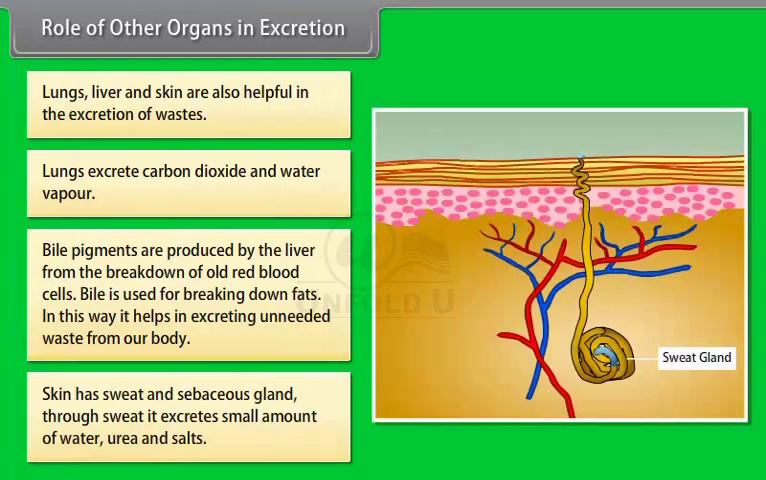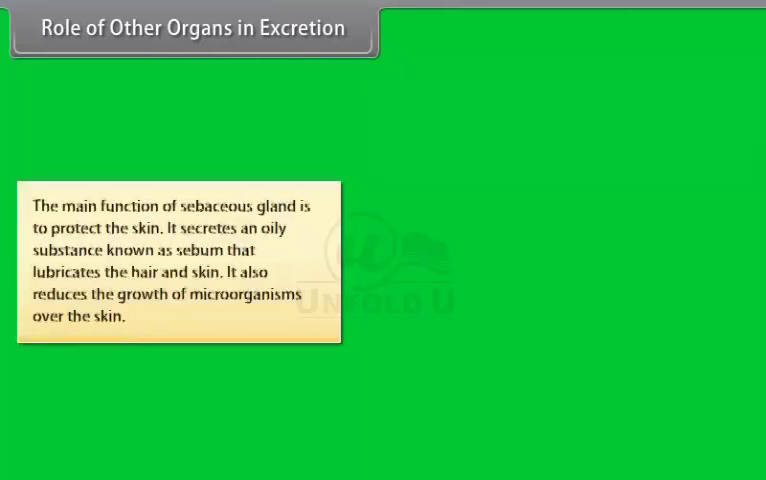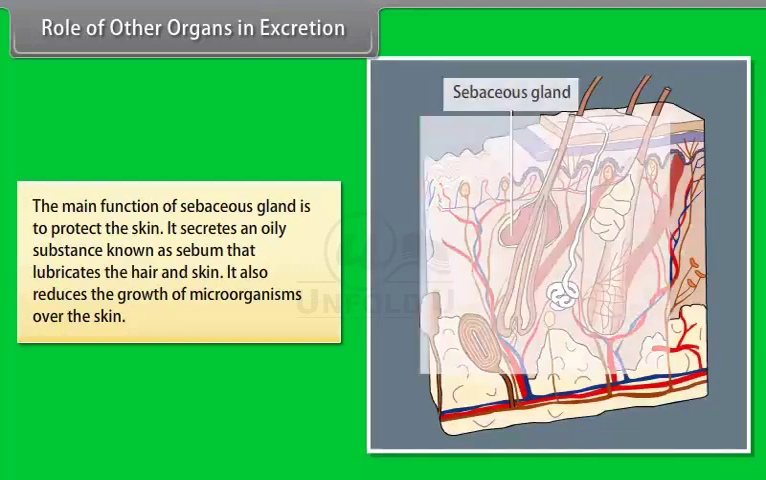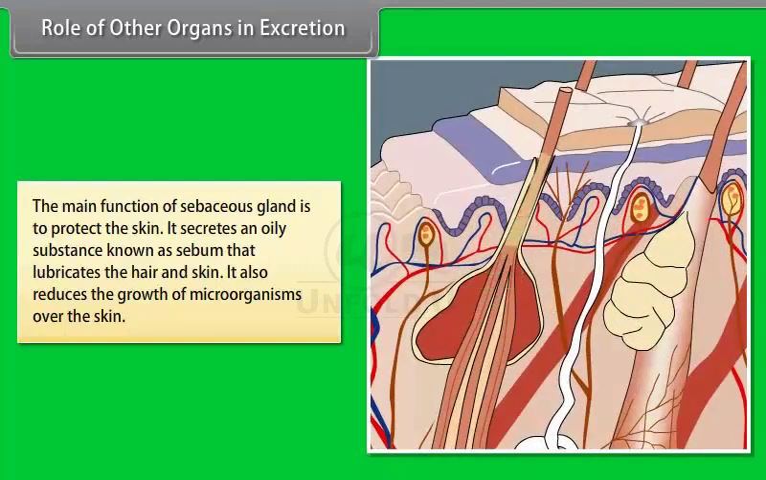Skin has sweat and sebaceous glands. Through sweat, it excretes a small amount of water, urea and salts. The main function of the sebaceous gland is to protect the skin. It secretes an oily substance known as sebum that lubricates the hair and skin. It also reduces the growth of microorganisms over the skin.